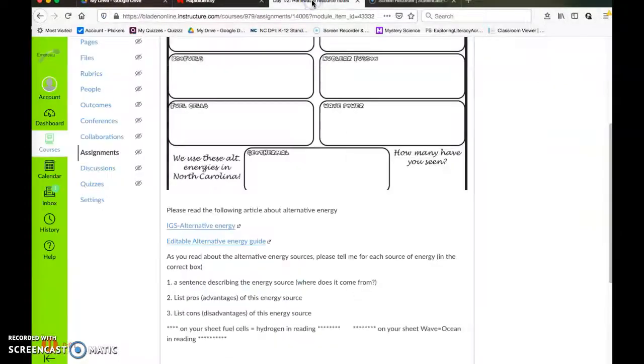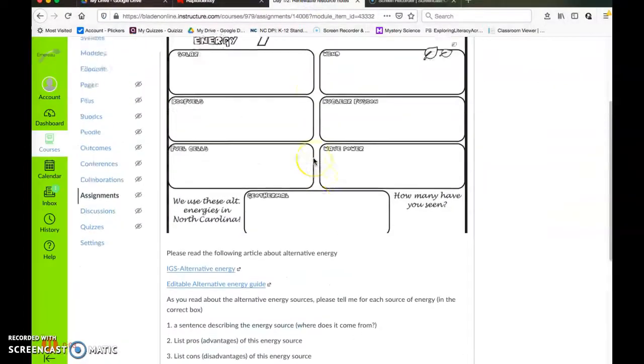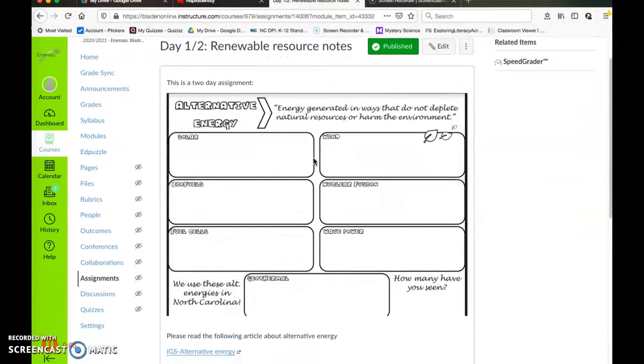Hi guys, welcome. So this is a 2-day project that you are starting. We're going to research renewable energy resources or alternative energy. We talked a lot about fossil fuels the other day, about coal and then petroleum, natural gas. Today and tomorrow, we're going to start looking at some alternative energy sources.